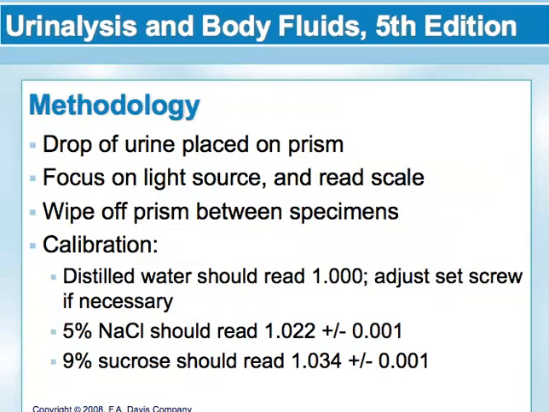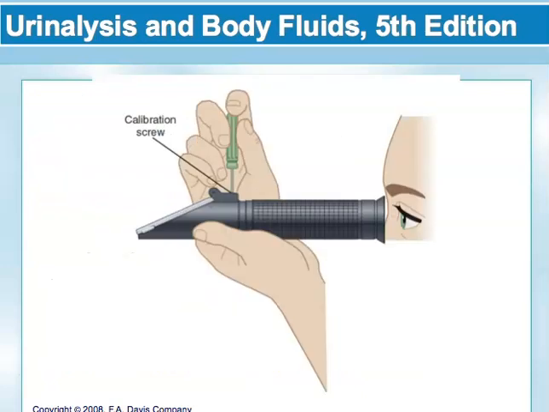The procedure for the refractometer: I'm going to skip to this picture so you can see it while I'm talking about it. You would place a drop of urine on the prism. This is a little flap or window that opens up here. So you open it up and then place your drop of urine on the prism. Focus the instrument on a good light source, and then you take your reading directly from the specific gravity scale as you're looking through the viewfinder. And then you would want to wipe off the prism and cover between each specimen.